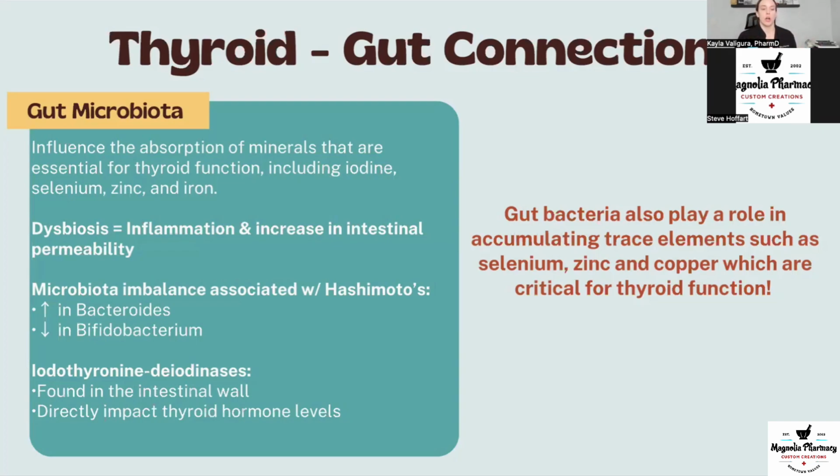And then lastly, I talked about how when we're converting T4 to T3, we're taking away an iodine atom. So this long word here, deiodinase, is an enzyme that actually takes away that iodine atom. These are found in the intestinal wall, and they directly impact our thyroid hormone levels. So if our gut is all out of whack, then we're not able to pull those iodine atoms off that molecule and turn it into the active form. And gut bacteria also play a role in accumulating trace elements such as selenium, zinc, and copper, which are critical for thyroid function. So just reiterating there.